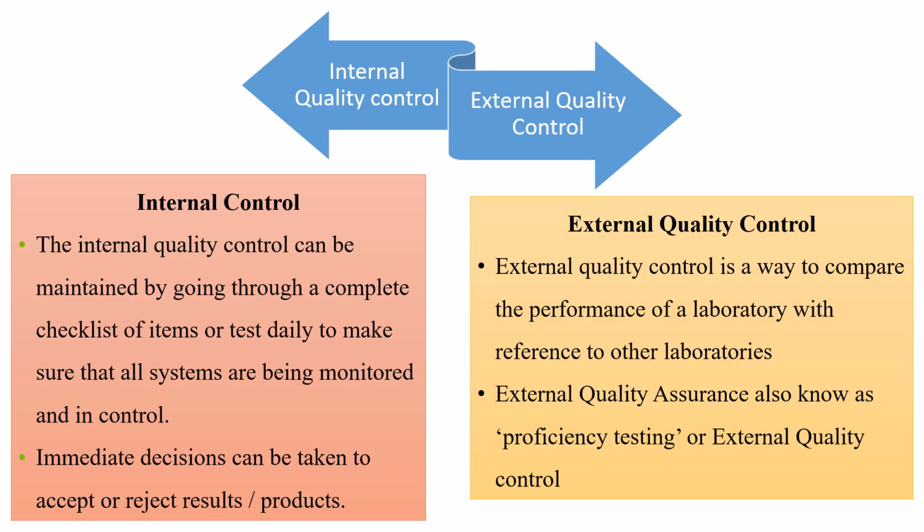There are two types of control, internal and external control. The internal control can be maintained by going through a complete checklist of the items or tests daily to make sure that all the systems are being monitored and are in control. So in this control, immediate decisions can be taken to accept or reject the run or the product. Whereas external quality control is a way to compare the performance of a lab with reference to other labs. External quality assurance is also known as proficiency testing or external quality control.